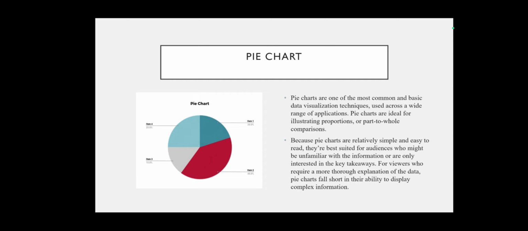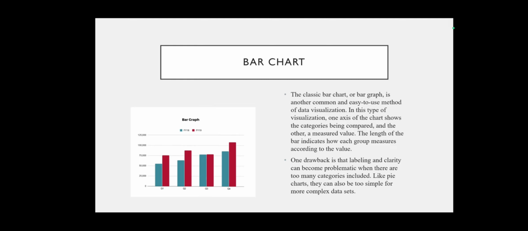Pie charts are ideal for illustrating proportions or part-to-whole comparisons. Because pie charts are relatively simple and easy to read, they are best suited for audiences who might be unfamiliar with the information or are only interested in the key takeaways. For viewers who require a more thorough explanation of the data, pie charts fall short in their ability to display complex information.